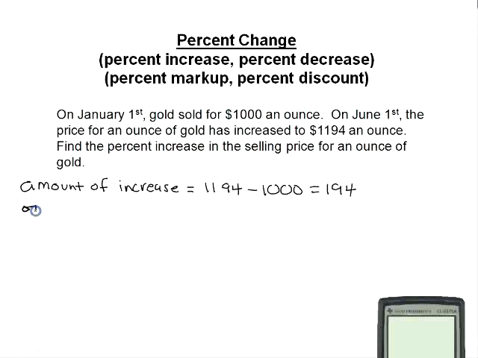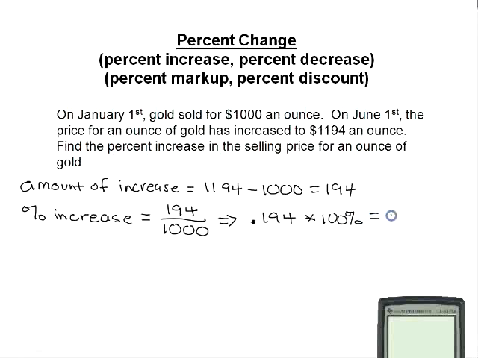Now let's find the percent increase. Percent increase is the amount of increase, $194, over the original, which is $1,000. If you do that division, you'll get 0.194, but we've got to multiply that by 100% to change it to percent. And so we get a 19.4% increase in the price for an ounce of gold.